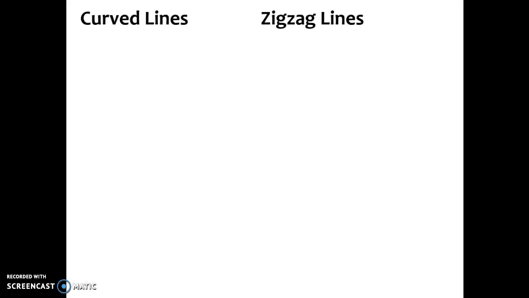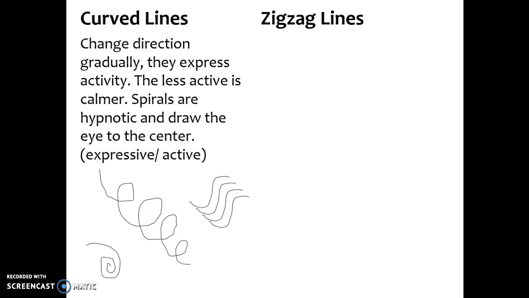The other two types of common line are curved lines and zigzag lines. Curved lines gradually change direction. They express activity, but they are less active and calmer lines. You can think about spirals, loop-de-loops, and waved lines for this example.